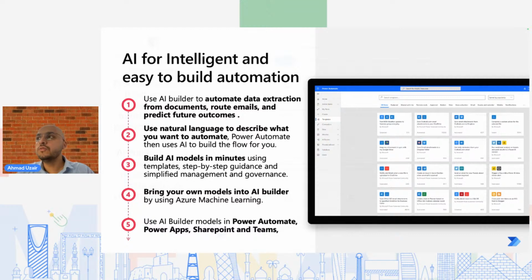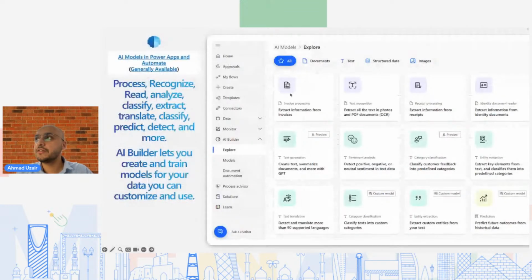So these are a few models, for example. You can extract information from invoices, like I said, and extract text from photos, which is a typical OCR. You can extract information from receipts and from identity documents, which is what I was talking about with the Emirates ID. Then of course comes the GPT part, where you can create text, summarize documents, and more with GPT. You can have sentiment analysis, category classification, entity extraction, and if you don't see it here, you can build it yourself. It's available, again without writing any code.